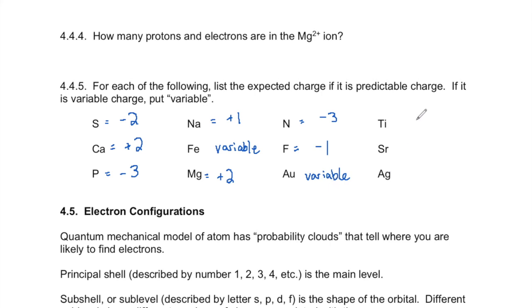Gold is variable. It's a transition metal that has variable charge, and so is titanium. Strontium is an alkaline earth metal, so that is a +2 charge. And silver, even though it's a transition metal, it's in that little corner of predictable charge transition metals, and silver, when it forms an ion, is a +1 ion.